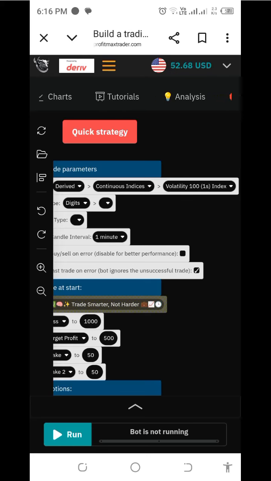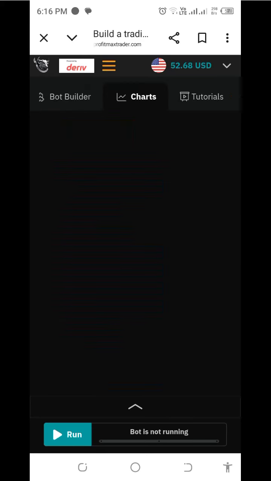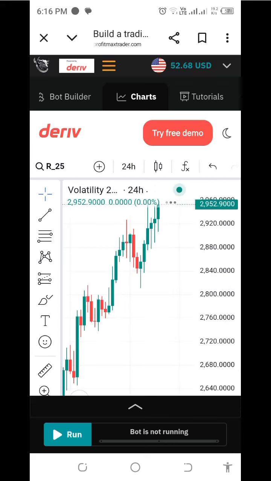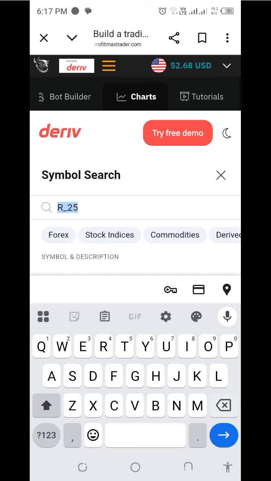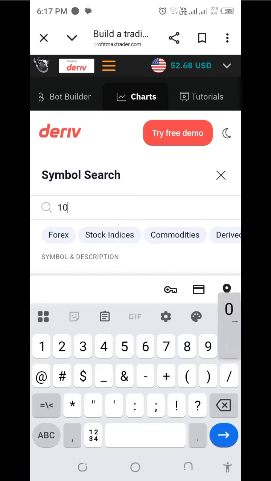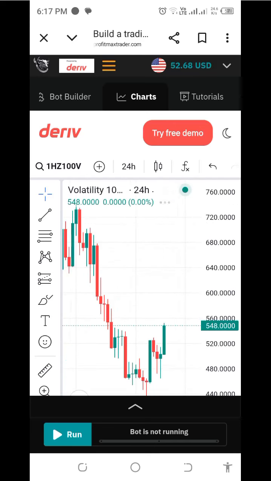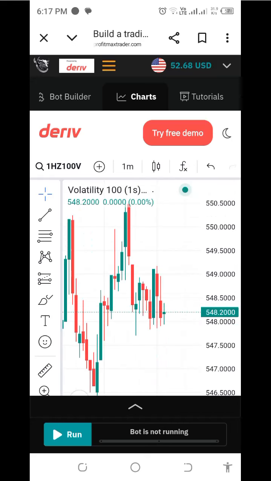So scroll above there, click charts, and then once it opens, you want to look for the volatility that is set on the other side, on the bot side. Okay, so we are looking at volatility 101s. Look for Deriv. Okay, and then set the candlestick timer to 1 minute like that.